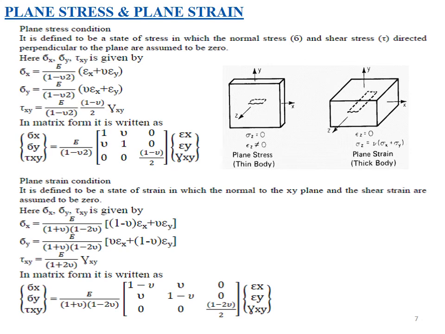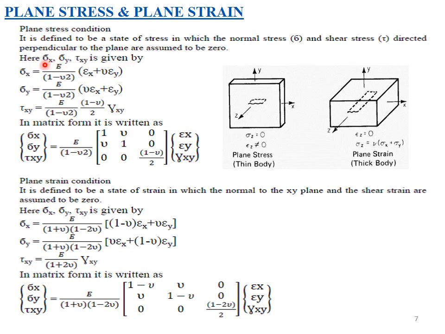So next is plane stress and plane strain. Plane stress and plane strain basically occur in 2D problems. The plane stress condition is defined as the state of stress in which the normal stress σz and the shear stresses τxz and τyz, which are perpendicular to the plane, are assumed to be 0.